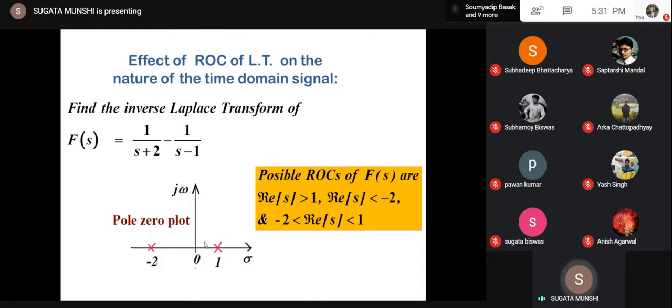You have to consider two things. One is that the poles cannot lie in the ROC. No pole can lie in the ROC. That is the first point that you should remember.